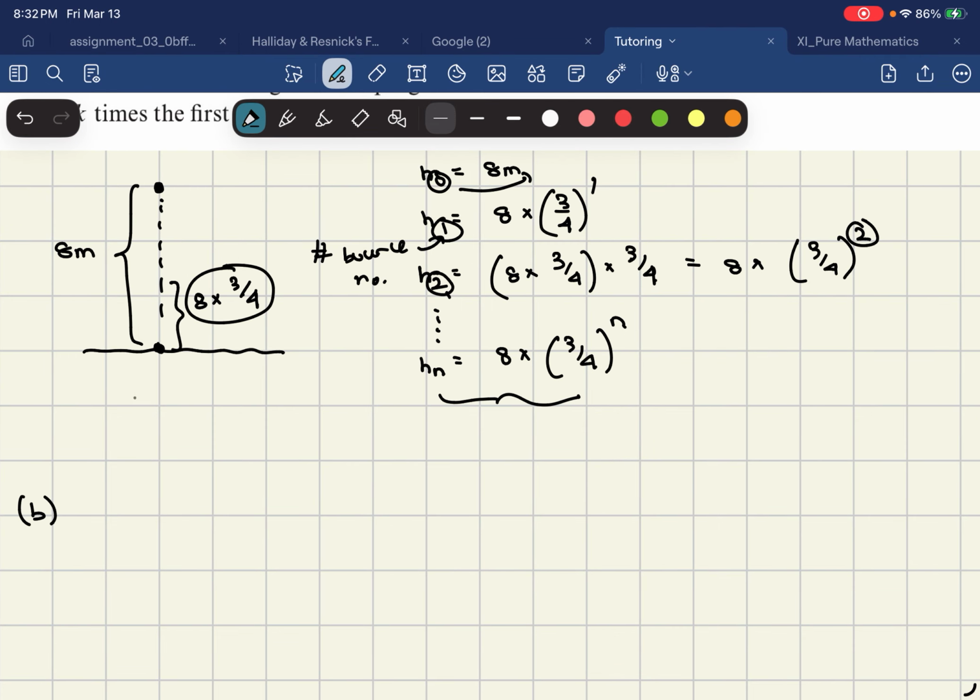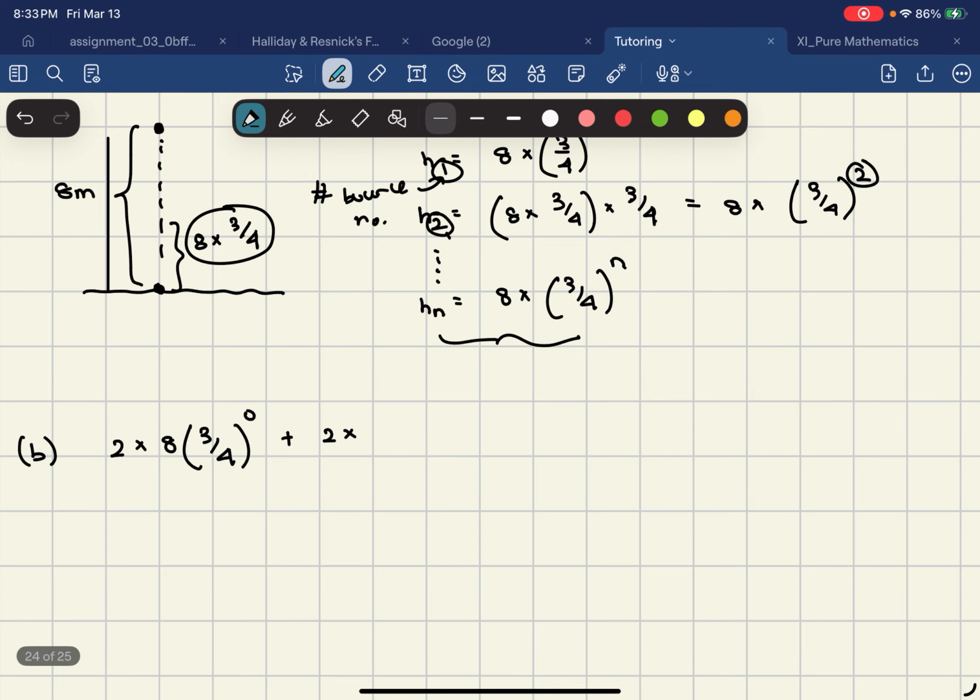Well, let's think about it. The first throw, it goes up 8 meters, right? I'm on the ground, I throw it up 8 meters, and it comes down 8 meters. So I have 2 times 8 meters, or can I write it as 2 times 8 times 3/4 to the power 0? Because that's just 1, right? That is 0 bounces. The ball hasn't bounced. And after it travels this distance, it's going to hit the ground and bounce once. So we are on our first bounce.